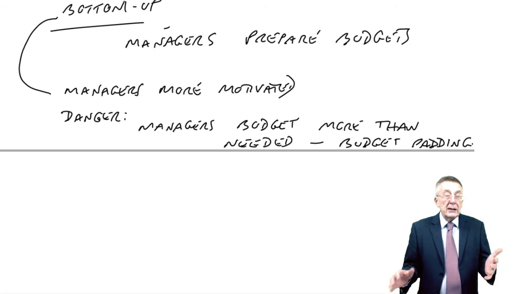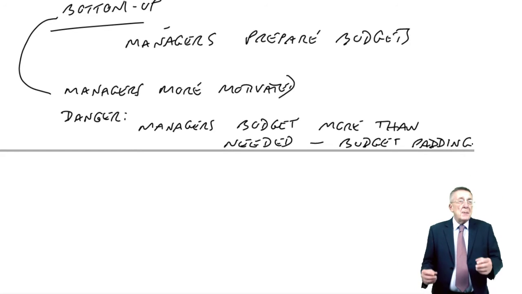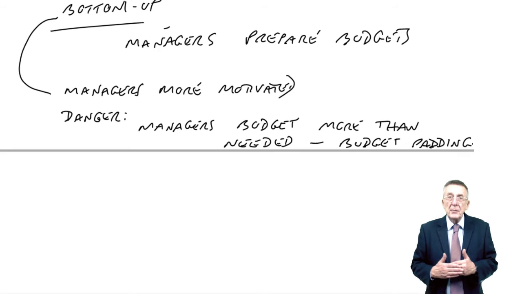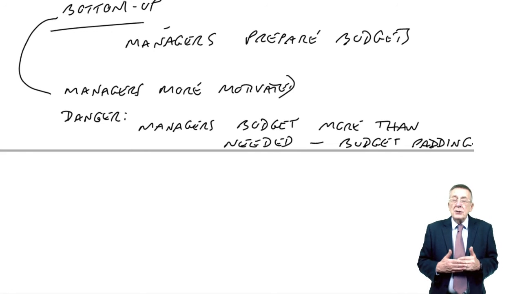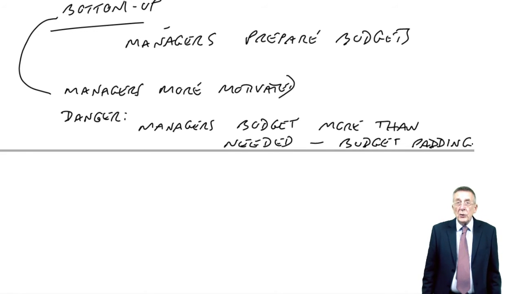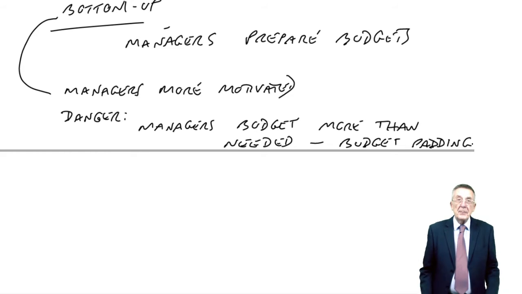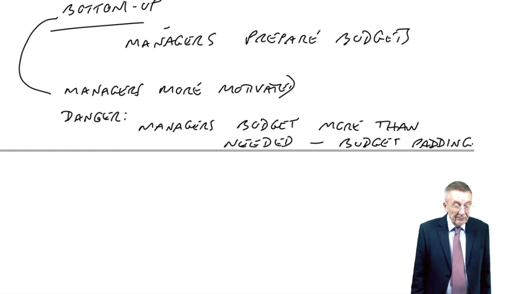But it's up to me, I'm the person who reviews the budgets, it's up to me to be aware that this might happen. And so I've got to challenge the managers and say, why do you need so much? And do as best I can to make sure that what they're budgeting is realistic and that they're not budgeting more.